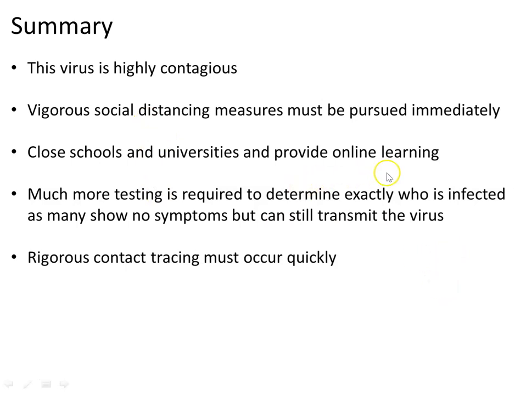That means close schools and universities, provide online learning for those students, but stop the mass gatherings that go on in those institutions. Much more testing is required to determine exactly who is infected, as many show no symptoms but can still transmit the virus. So much more widespread testing is required. And then rigorous contact tracing must occur quickly to find those who've been mixing with infected people in order to slow this virus down. If we don't do that, then the death rate is going to be very high.